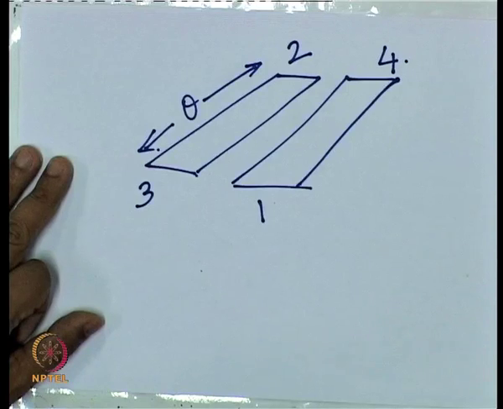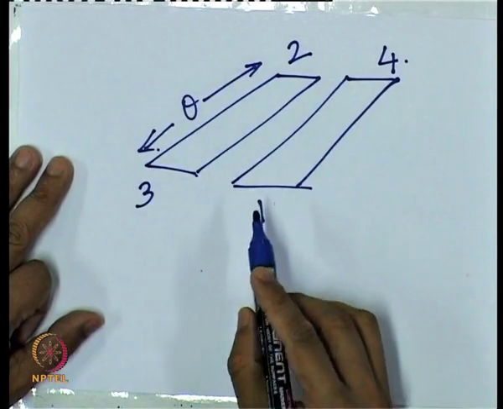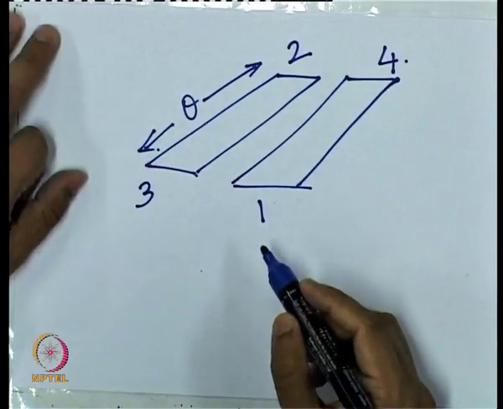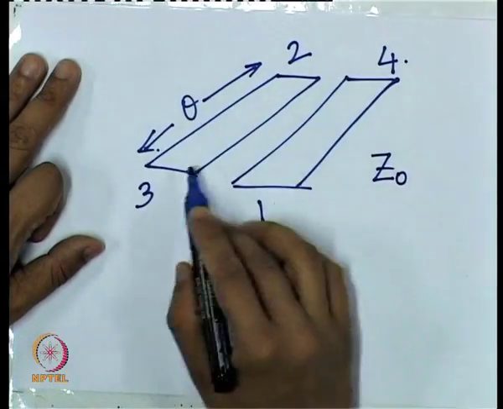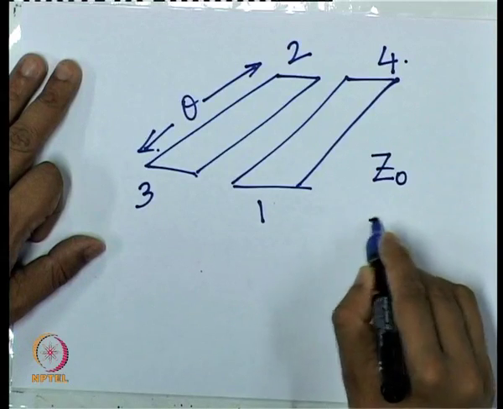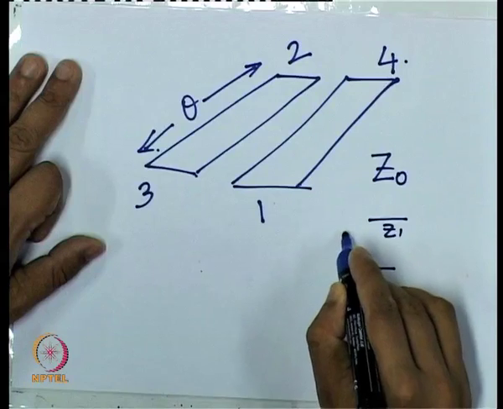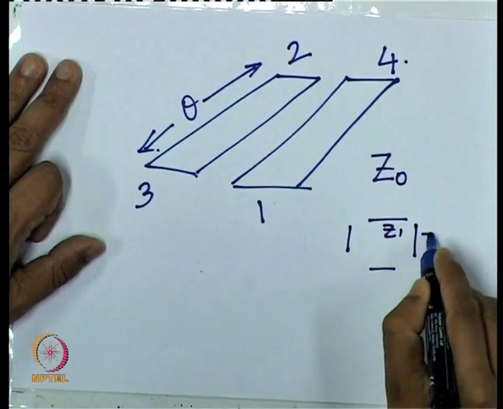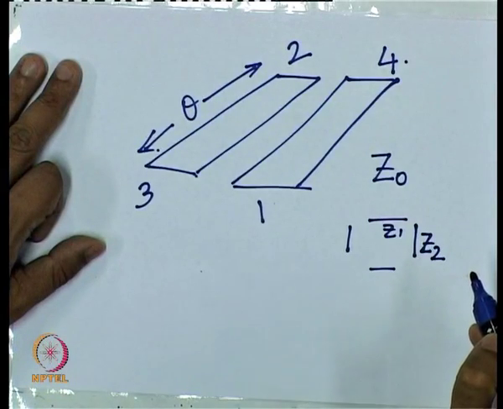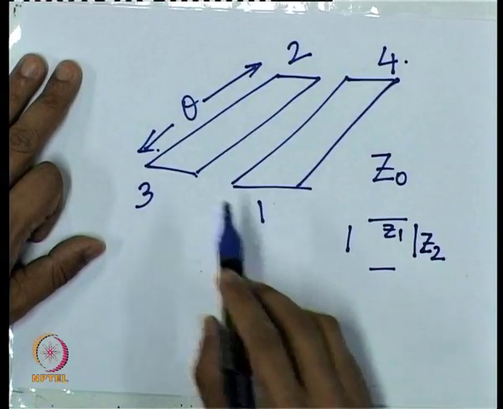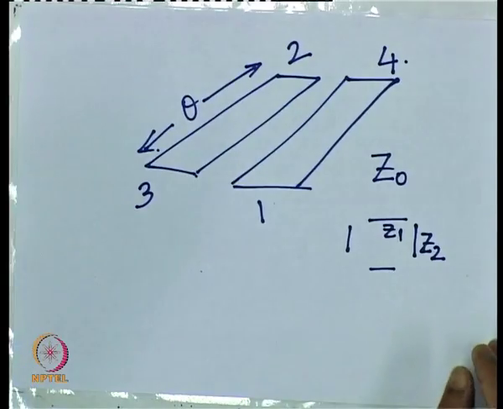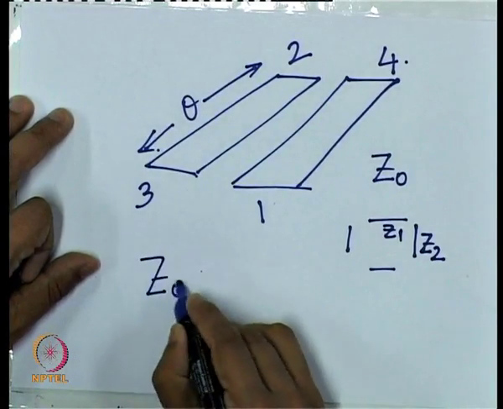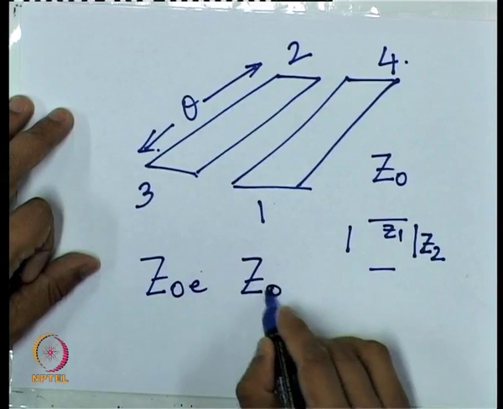Now, the difference between a coupled line coupler and the other couplers that we have discussed so far is that we cannot take a single value of characteristic impedance for both the lines. Even in a branch line coupler, for example, the horizontal lines had a characteristic impedance Z2, whereas the vertical lines had a characteristic impedance Z1. But here, because of the physics involved, there is the concept of the even mode characteristic impedance and the odd mode characteristic impedance. So, let us see what these are.